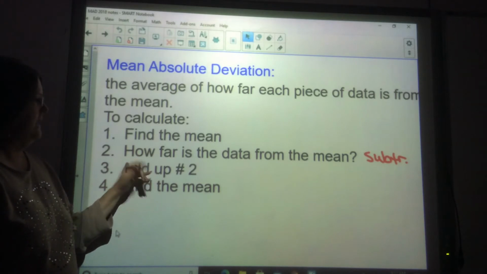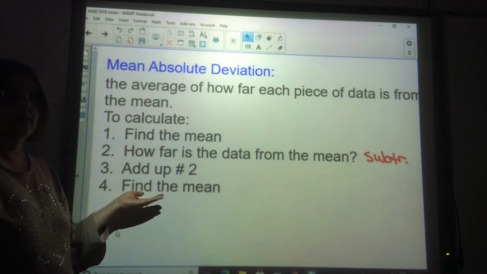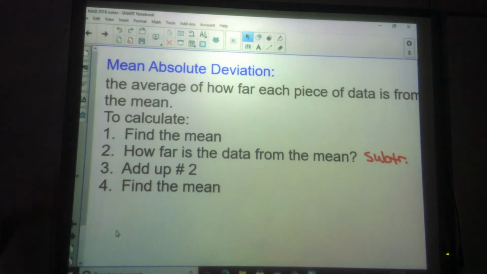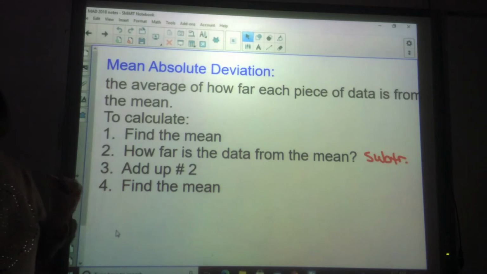Then you're going to add up all of this data right here. And then you're going to find the mean of it, and that will give you your mean absolute deviation. We call it the MAD because it makes us mad to do it because it's irritating.